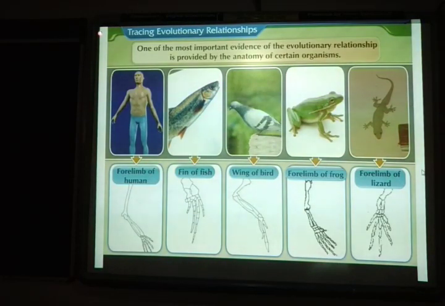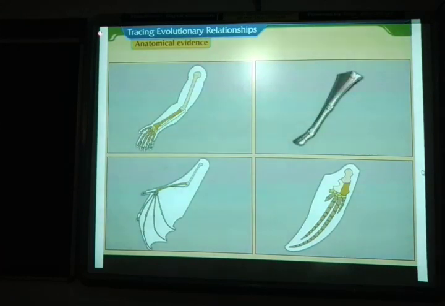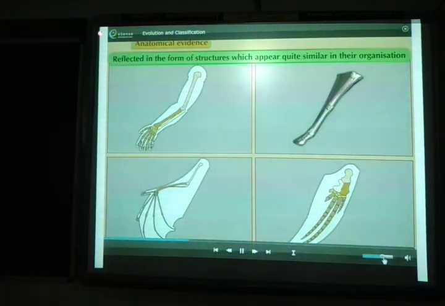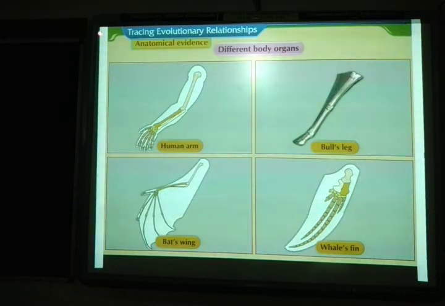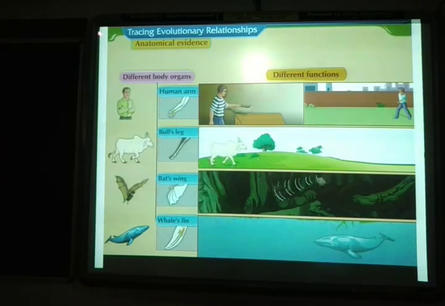One of the most important evidences of the evolutionary relationship is provided by the anatomy of certain organisms. Anatomical evidence. Anatomical evidence of evolution is usually reflected in the form of structures which appear quite similar in their organization. For example, a human arm, a bull's leg, a bat's wing, and a whale's fin are different body organs which are not similar to one another. Their functions are also quite different.